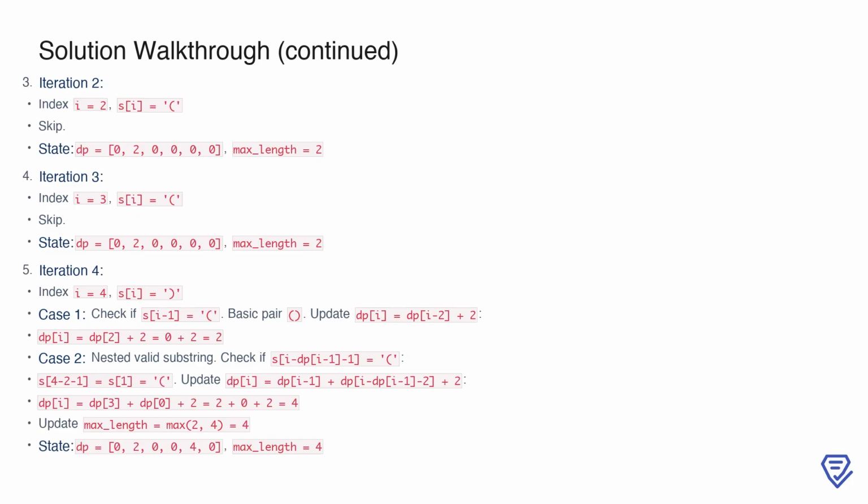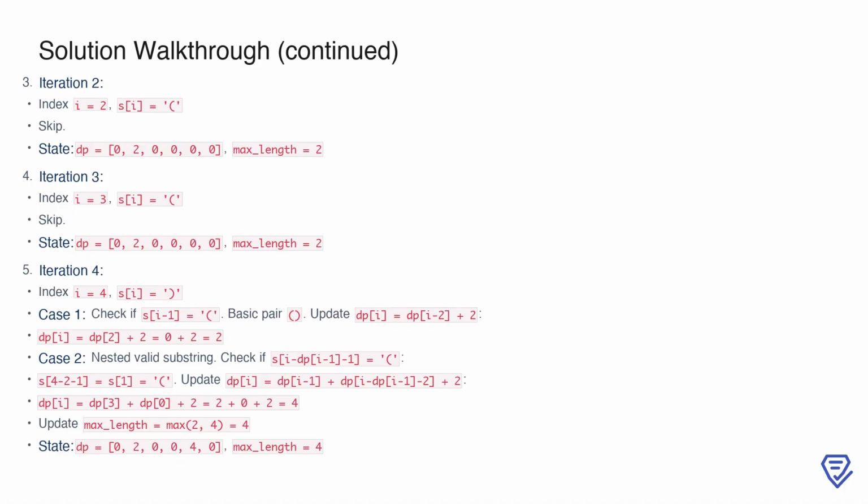In the second iteration, at index i equals 2, the character is. Since an opening parenthesis cannot close a valid substring, we skip processing this index. The state remains as dp equals 0, 2, 0, 0, 0, 0, and max_length equals 2. Similarly, in the third iteration, at index i equals 3, the character is also. Again, we skip processing, and the state remains unchanged.